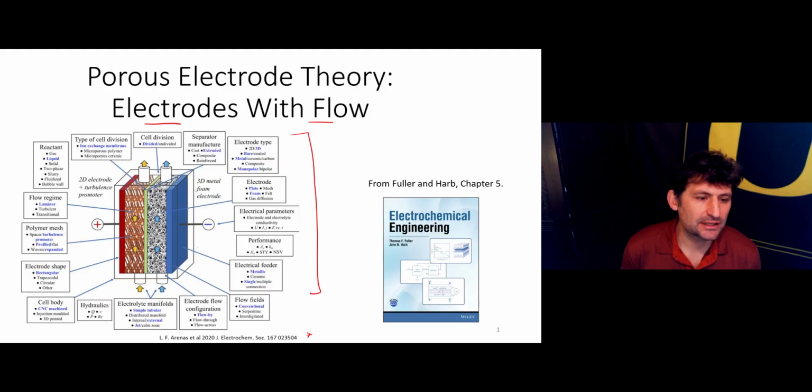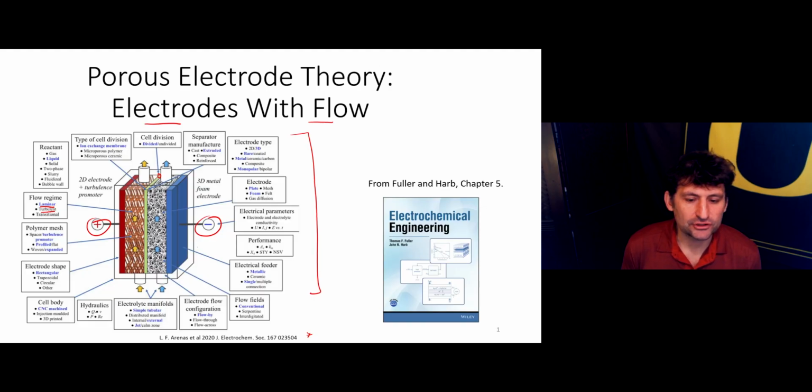You can see that you typically have an anode and a cathode, both of which are porous. They have some structure to the electrode. That structure can be used to promote laminar, turbulent flow or other types of flow. There's typically a spacer. It can either be a divided cell or an undivided cell. There's electrolyte manifolds that distribute the electrolyte.